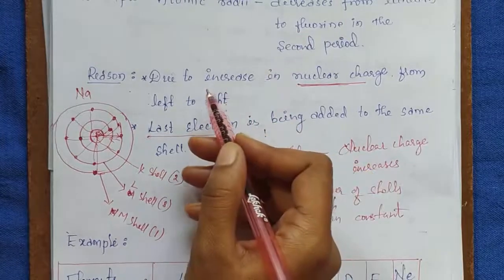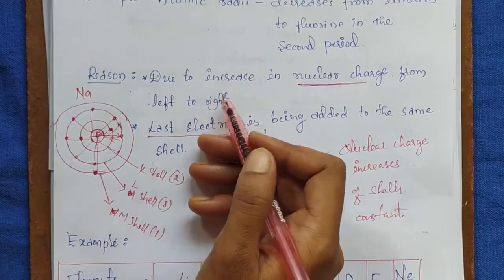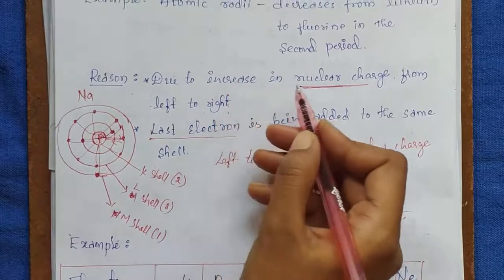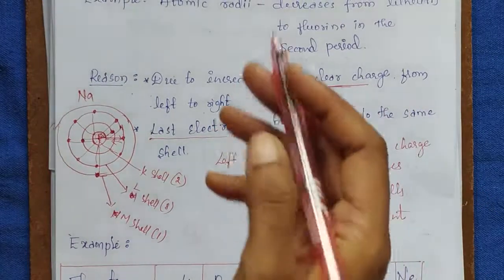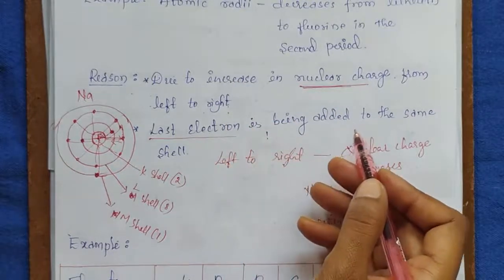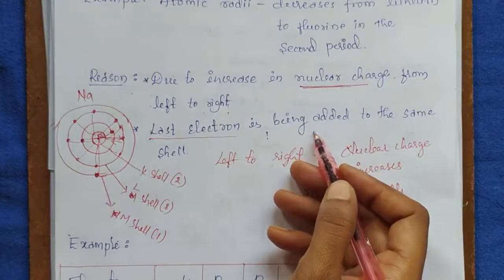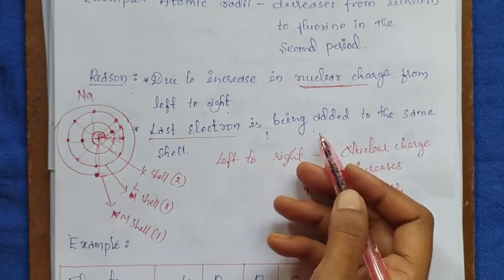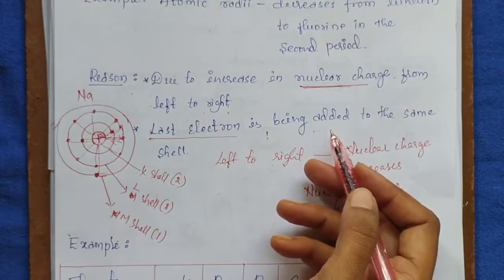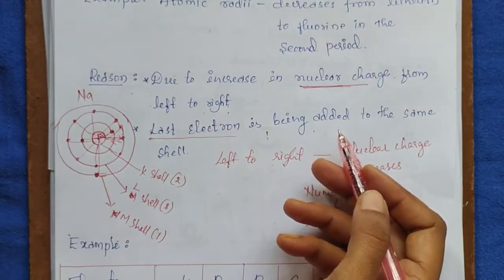But in case of a group, what happens? In case of a group, as we move down the group, atomic radii increases. It is due to the decrease in the nuclear charge. Down the group, the last electron is being added to a different shell. That's why the nuclear charge decreases and the last electron is being added to different shells. As a result, in case of groups, as we move down the group, atomic radii increases.